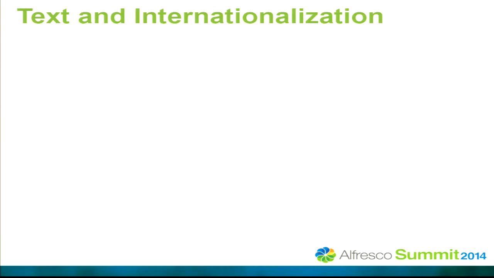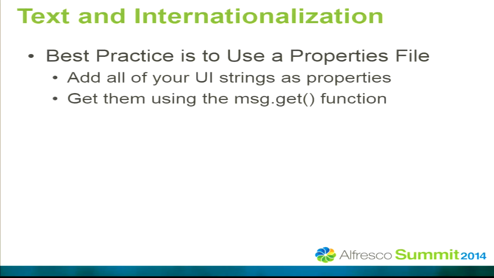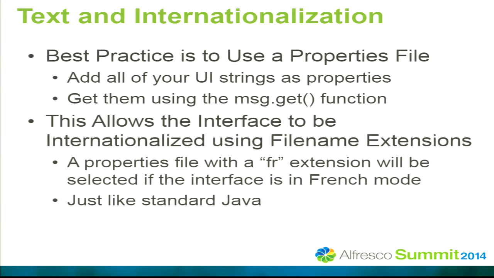In terms of internationalization, you can internationalize your code with properties files, and then get all your strings out of a message.get call with the properties. That uses the same type of naming convention as Java. If you have a properties file that has a .fr, it is used when French is the default language.